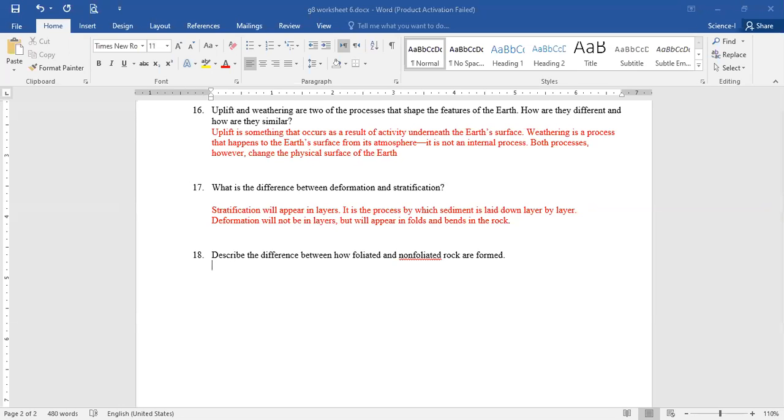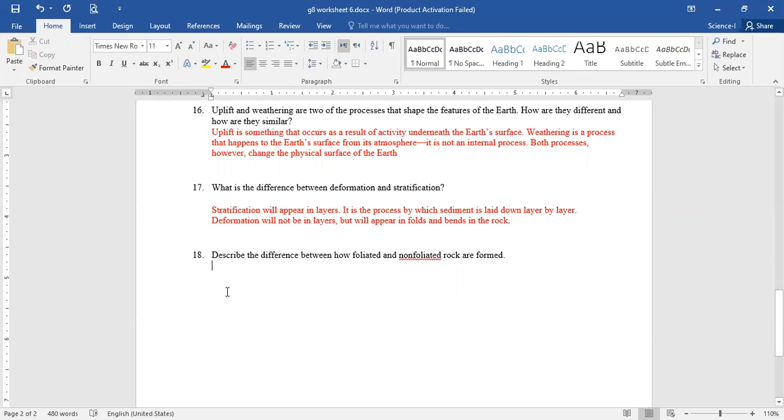Foliated rocks are formed in bands. So foliated rock happens once the minerals are arranged in planes and bands. Yep. Okay, so good. While non-foliated are not arranged in planes or bands.